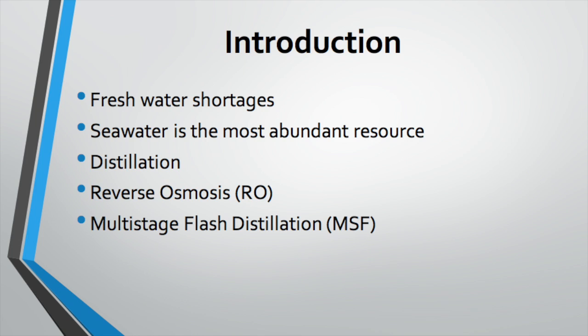Multi-stage flash distillation, or MSF, turns water into steam and then condenses it back into a product stream, while reverse osmosis, or RO, uses a semi-permeable membrane to remove large particles from the water to produce the product. Both methods have proven to be very efficient in producing fresh water from seawater, but which method to use is a topic that we're going to explore further throughout our presentation.